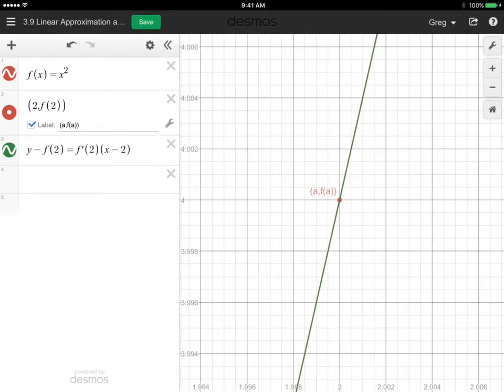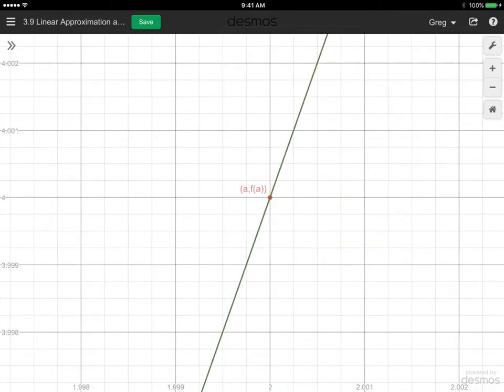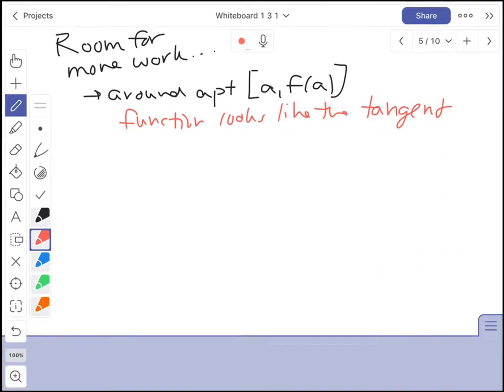So here's our point A. The red is the curve itself that we've zoomed in on, and the green now is the tangent line at that point. And if we're close enough, we can't tell them apart. So at this point, I'm just going to take a quick picture of this and put it into our notes.